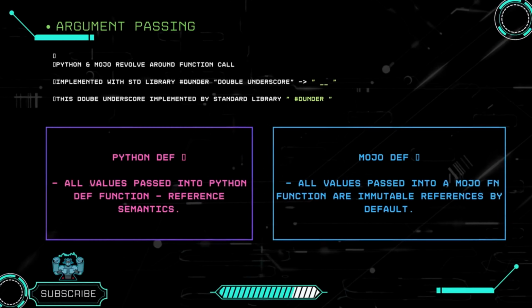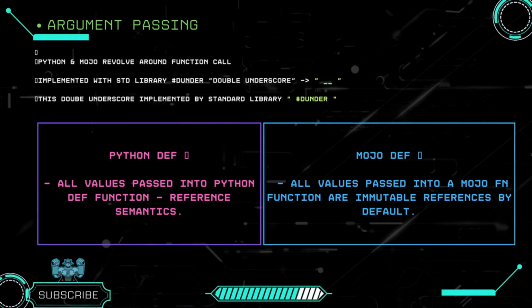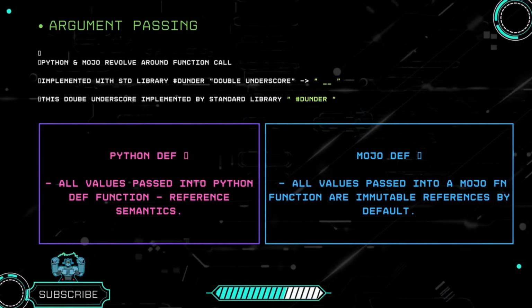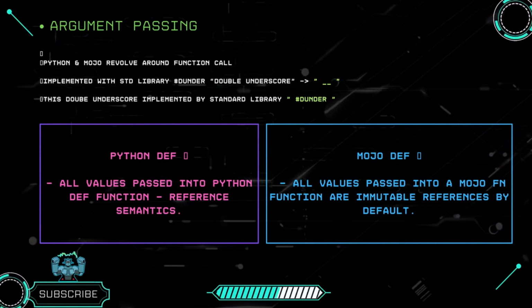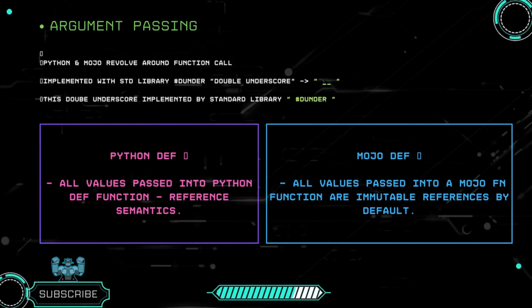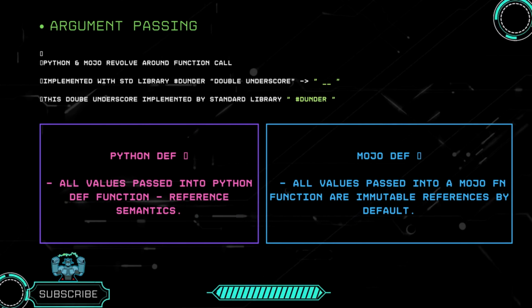Python and Mojo revolve around function calls, implemented with the standard library under the double underscore call method. Let's see the difference between the Python def function and the Mojo def function.